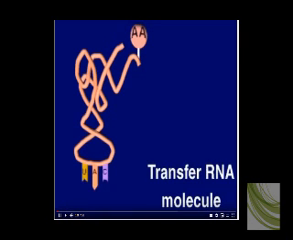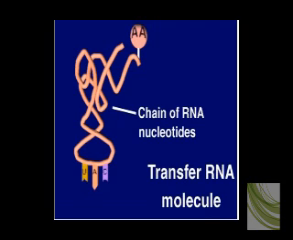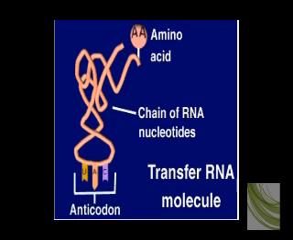A transfer RNA molecule is composed of about 75 nucleotides. Each transfer RNA molecule recognizes only one amino acid, which becomes bonded to the top of the transfer RNA molecule. Located on the bottom of the transfer RNA molecule are 3 nitrogen bases called an anticodon that pair up with messenger RNA codons during translation.